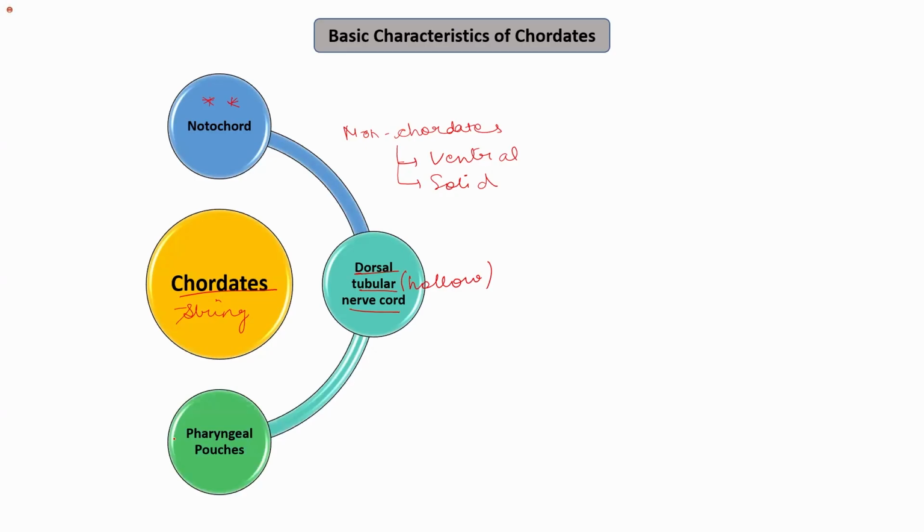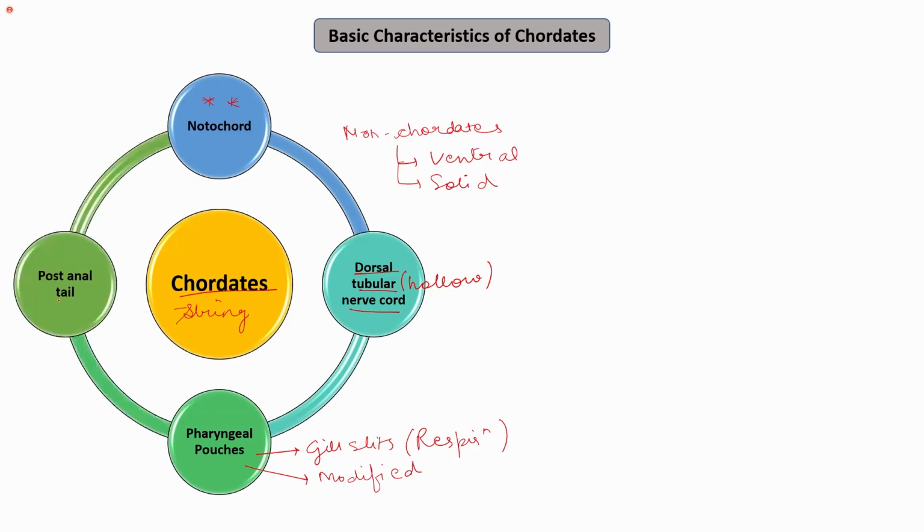Next is the pharyngeal pouches. In some cases, they form the gill slits that help in the respiration process or in the exchange of gases. And in some cases, they are modified into other structures like the auditory canal in humans.